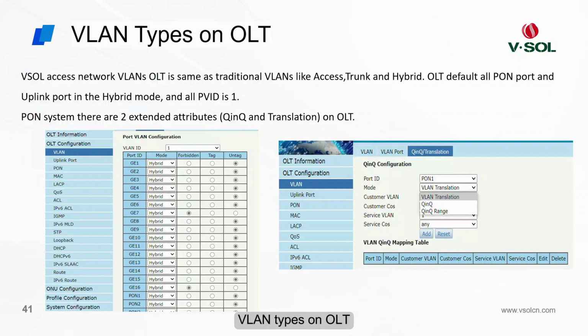VLAN types on the OLT. The VSOL Access Network VLAN on the OLT is the same as traditional ones, like access, trunk and hybrid. The OLT defaults all PON ports and uplink ports to hybrid mode, and all PVIDs are 1. In the PON system, there are 2 extended attributes: Q-in-Q and translation on the OLT.